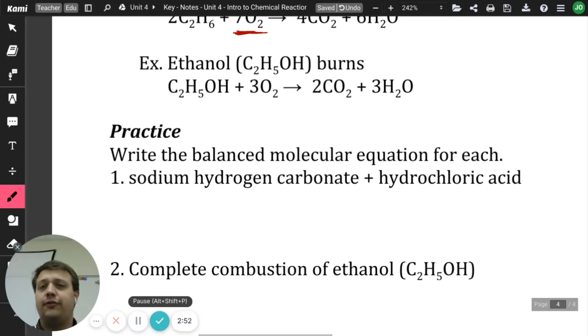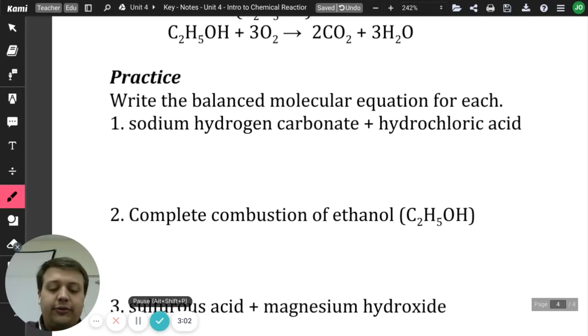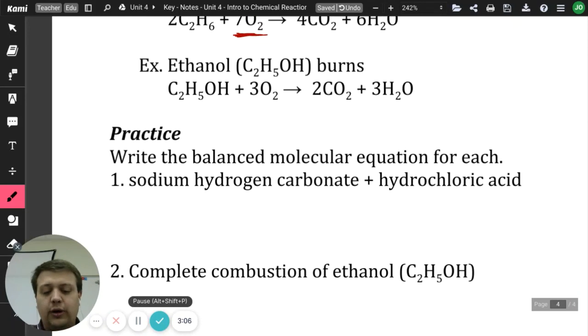So let's work just a few practice problems, and then I'm going to leave the rest of the practice for y'all to do. It'll be worked out on the key, so if you want to check your answers, you can check them. Okay? All right, so here we go. So it says sodium hydrogen carbonate and hydrochloric acid. They want us to write the balanced molecular equation for each.